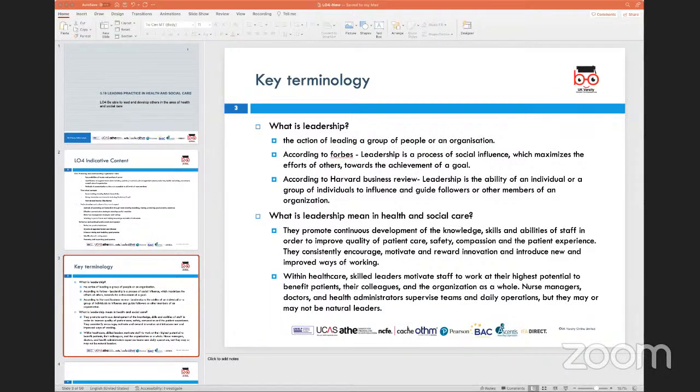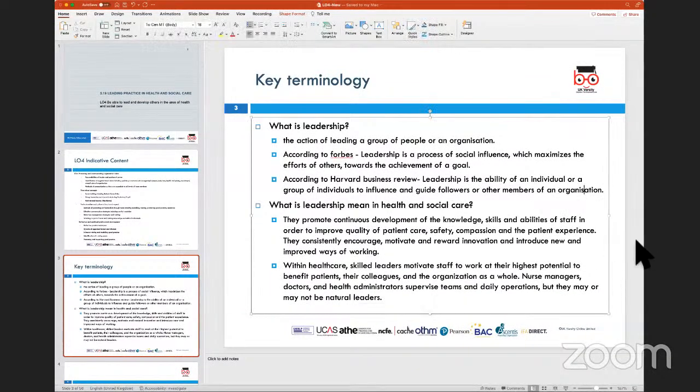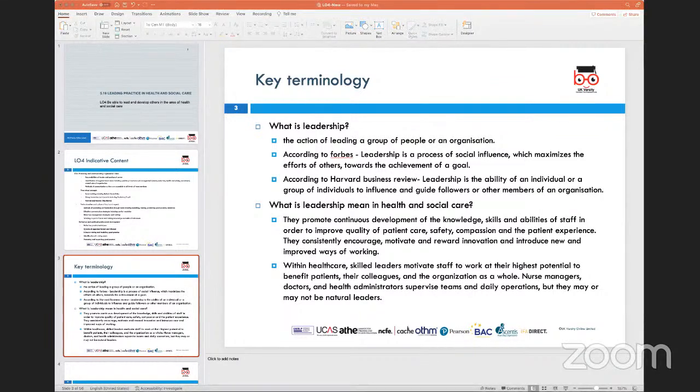Now, there are various definitions of leadership. Forbes, for example, defines it as a process through which social influence can be exercised by the person who is the leader of the organization, primarily for the achievement of a goal or the objectives which have been set by the leaders for the organization. According to Harvard Business Review, there are lots of definitions, but looking at one of the popular ones, it talks about leadership as the ability of an individual or a group of individuals to influence and guide followers and members within the organization to achieve these objectives. So when we talk about leadership in general, we are looking at the actions which these people take by leading a group of people or sets of teams within an organization to achieve objectives which are set by the management or the board of the organization.